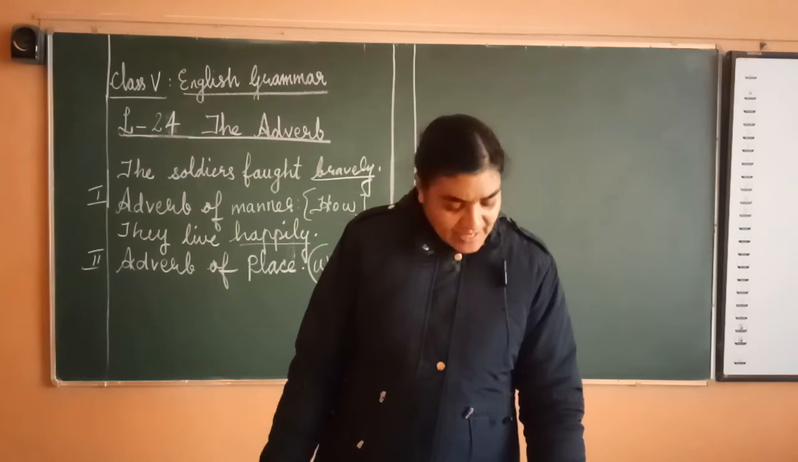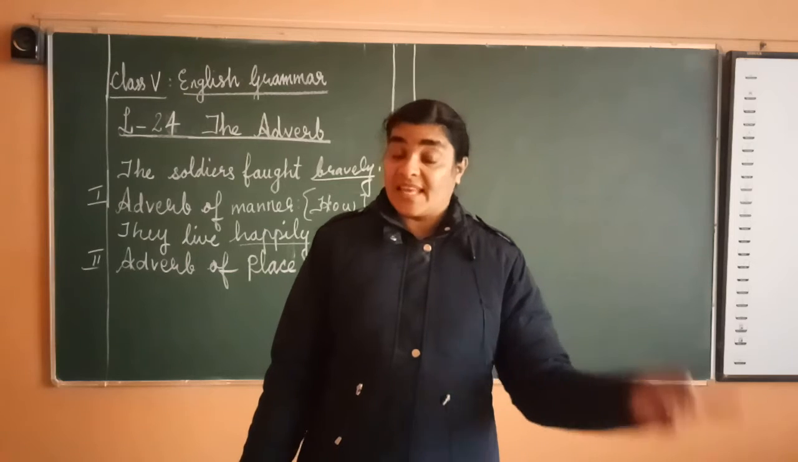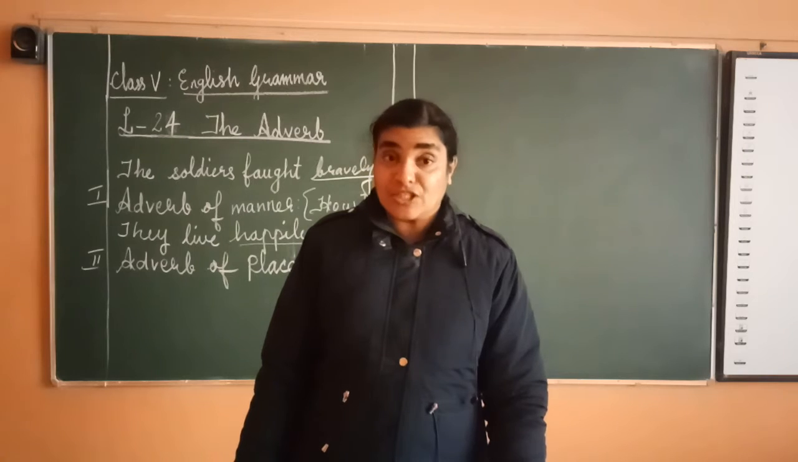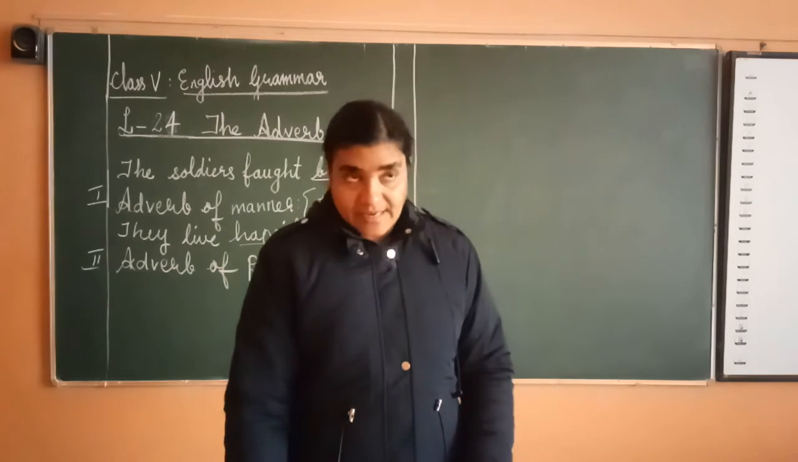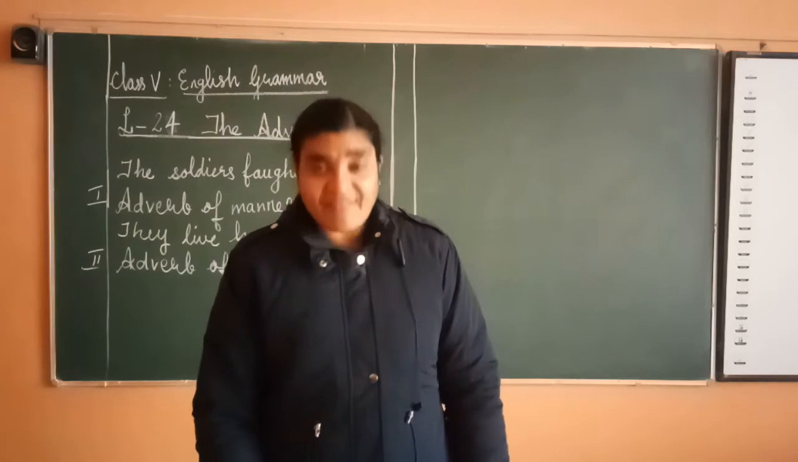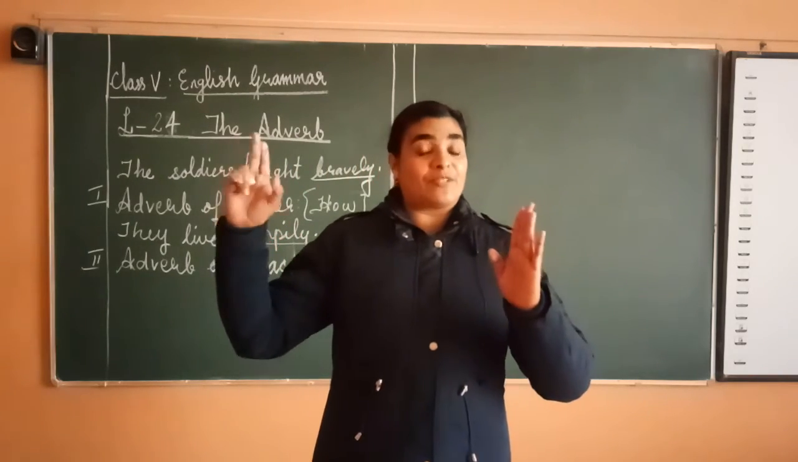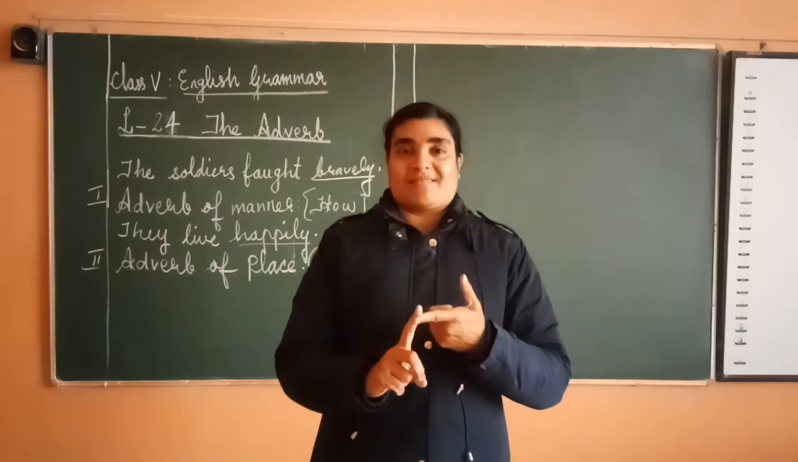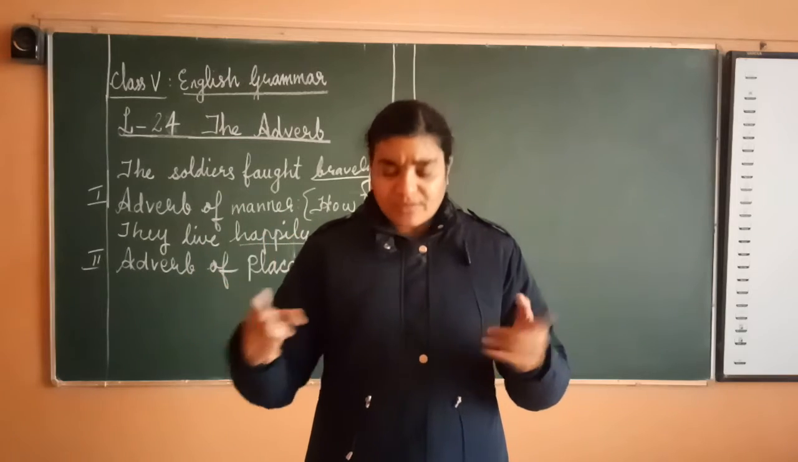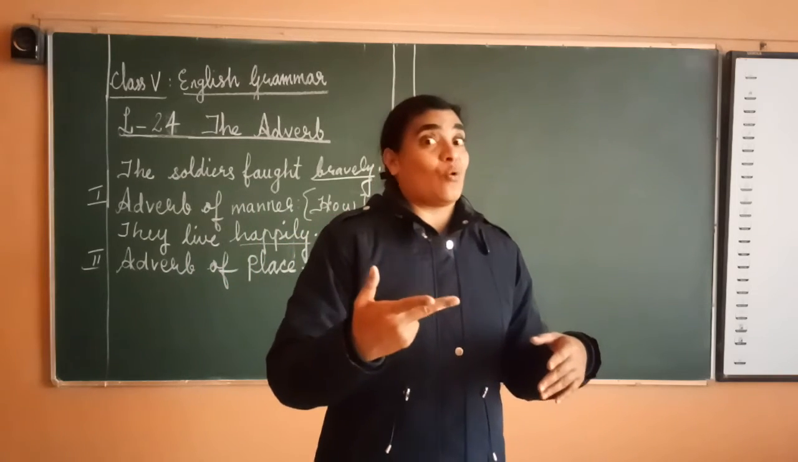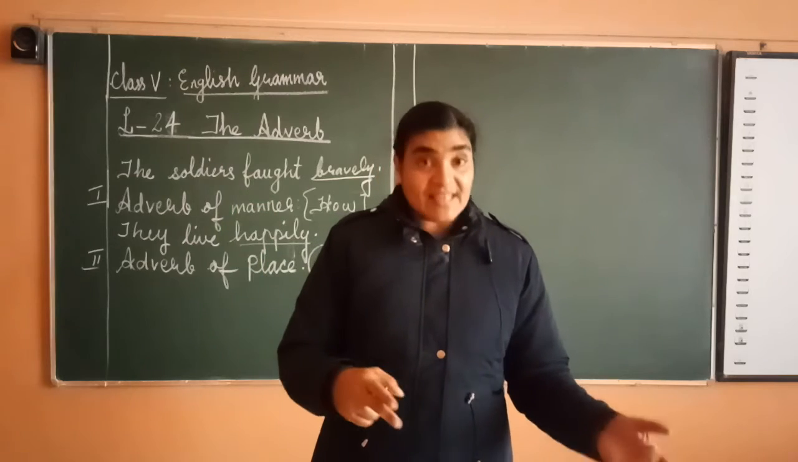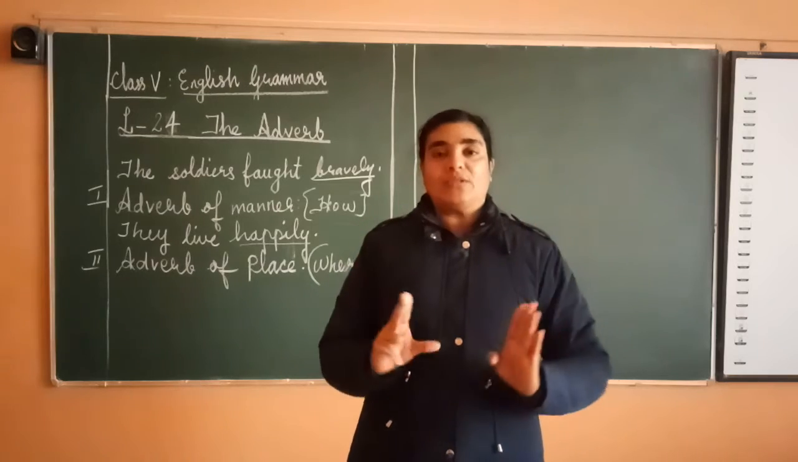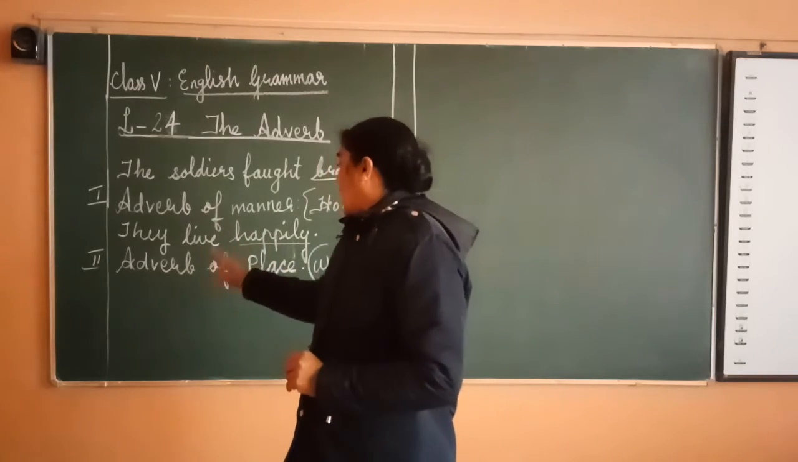More examples. He went there. Where did he go? He went there. Rakesh stood near the tree. Where did he stand? He stood near the tree. Then, they went upstairs. Where did they go? They went upstairs. So we are specifically telling a place. If you are asked where did they go, they went upstairs. Where did he stand? He stood near the tree. So this is a clue that we have to keep in mind for the adverb of place.